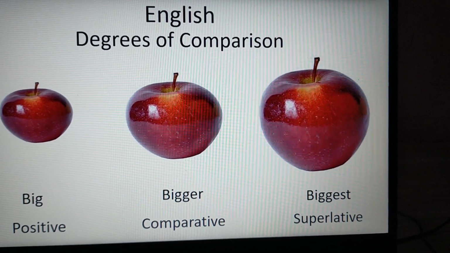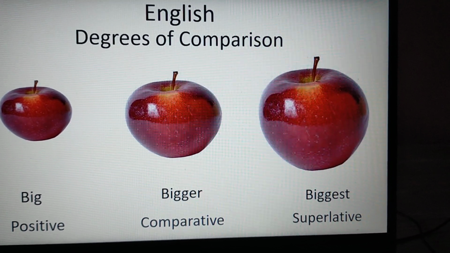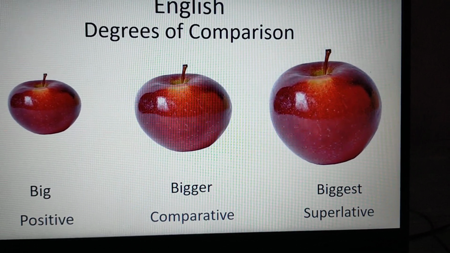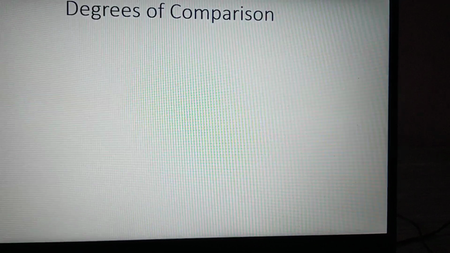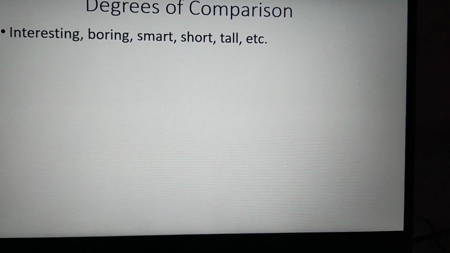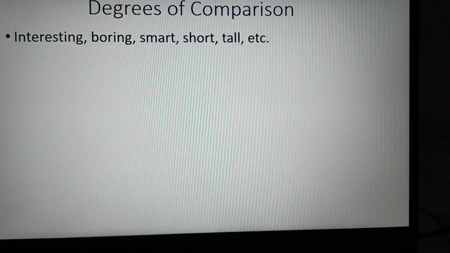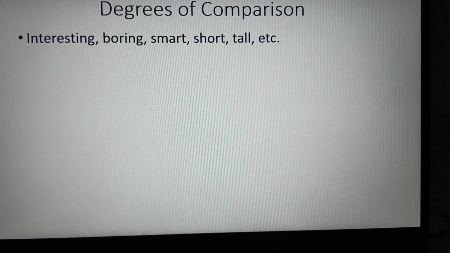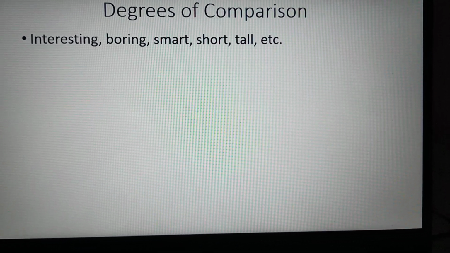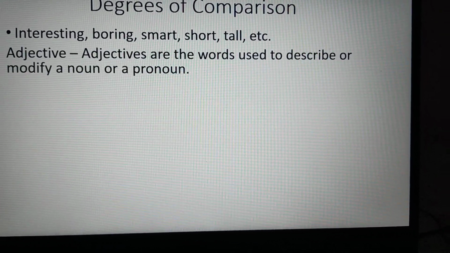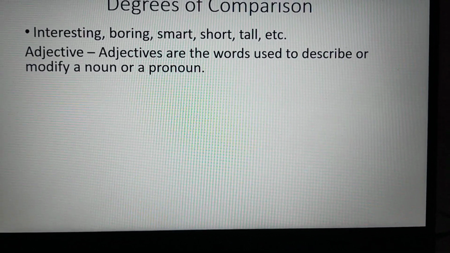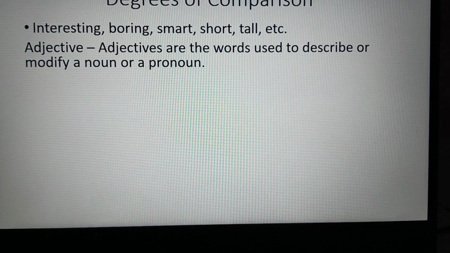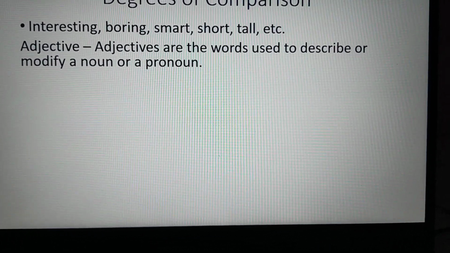Well, before we start the chapter, let's just revise what is an adjective. When we meet people, we greet them with words like you're interesting, you're boring, smart, short, tall, etc. So, such words, the words that we use to describe a noun, are known as adjectives. So, adjectives are the words used to describe or modify a noun or a pronoun.